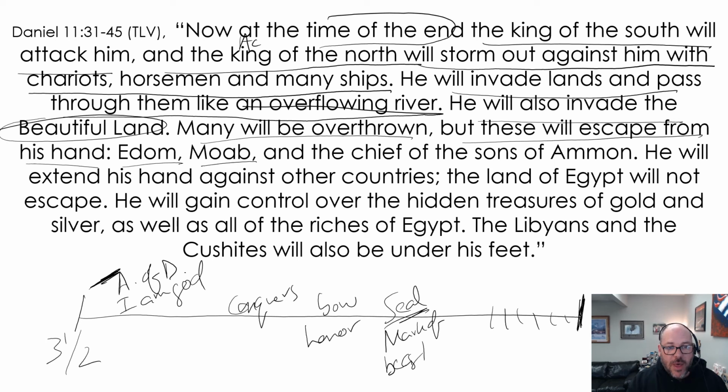Edom will, Moab will, and the chief of the sons of Ammon will. He will extend his hand against other countries. The land of Egypt will not escape, so he's going to come against the north part of Africa. He will gain control over the hidden treasures of gold and silver, as well as all of the riches of Egypt. All of the wealth of Egypt will be in his hands. Then also the Libyans and the Cushites will be under his feet. Where is that? Well, that is the eastern part of Africa.